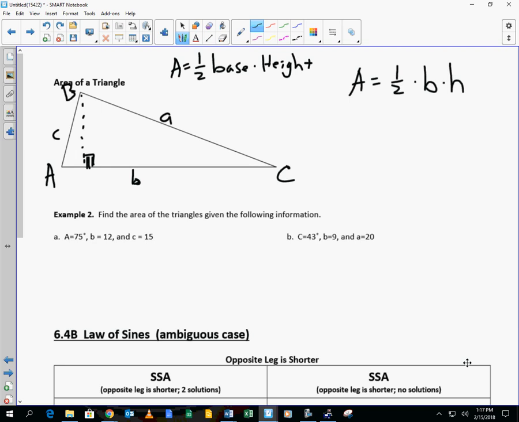What'd you say, Anna? Sine of C is equal to what? H over A. Wow, nice job, Anna. Found it out. Way to go. So, I got an H. Can I solve for the H? So, A sine of C is equal to H.